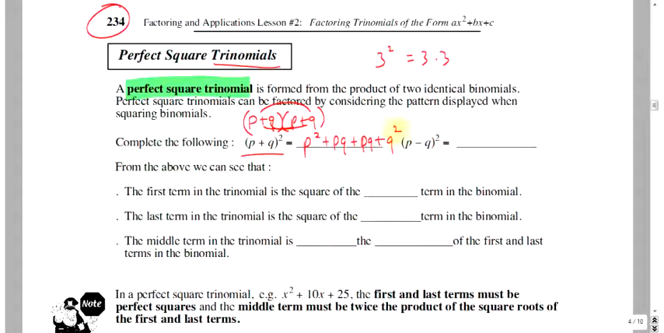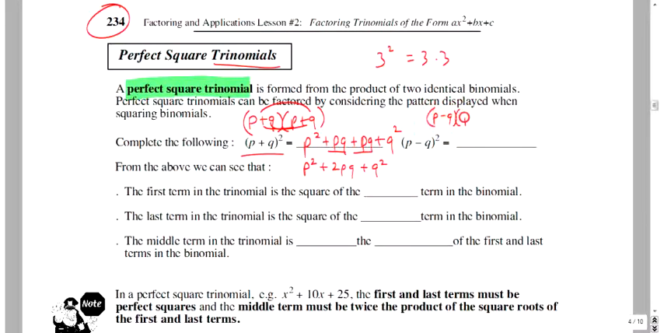Can I simplify a couple things there? How many pq's do I have? I have 1 pq and 1 pq. That's 2 pq. That's all I can do. That's a trinomial, right? 3 terms.